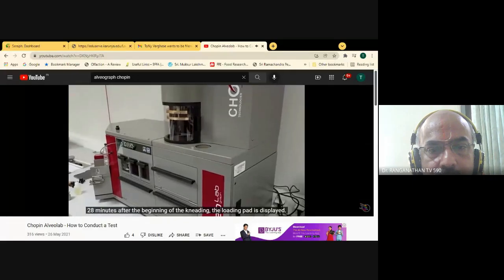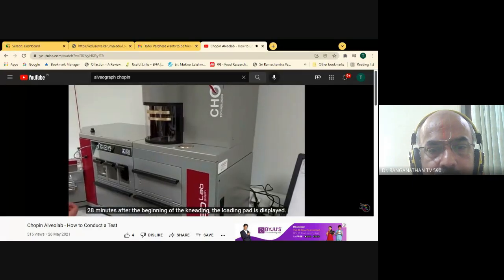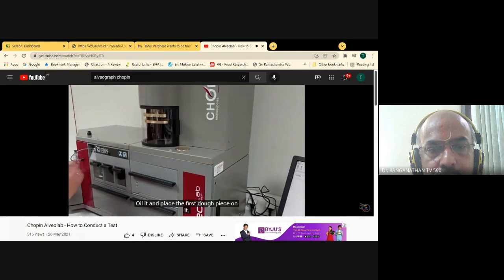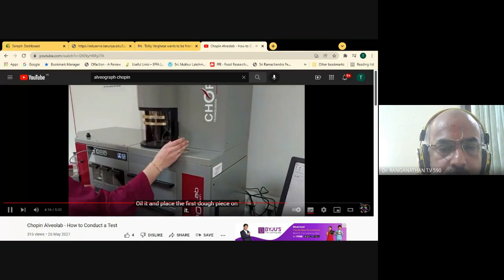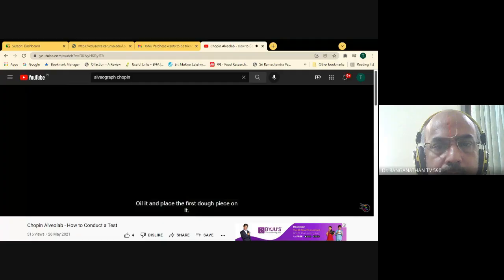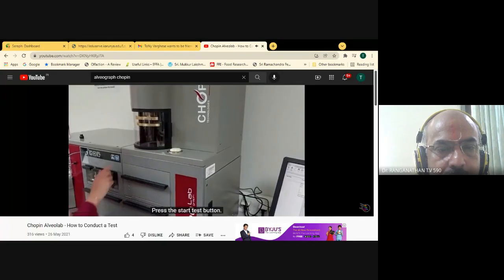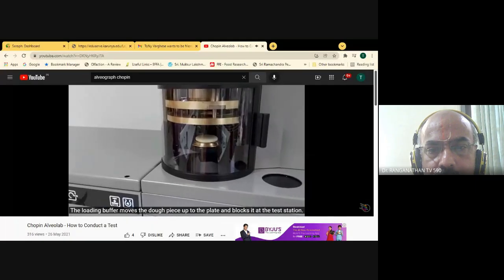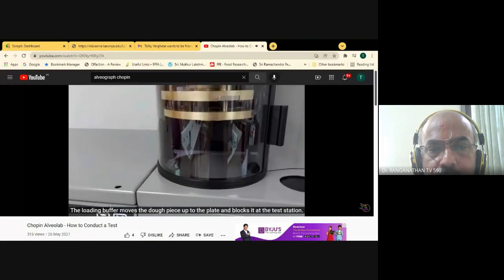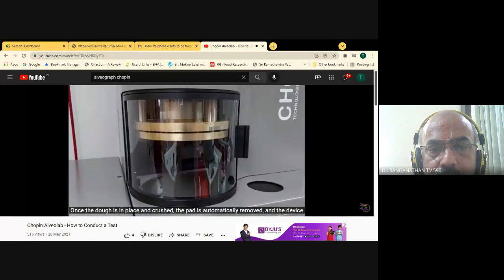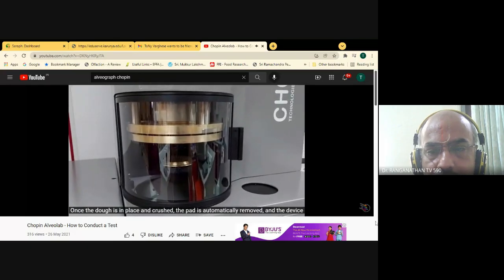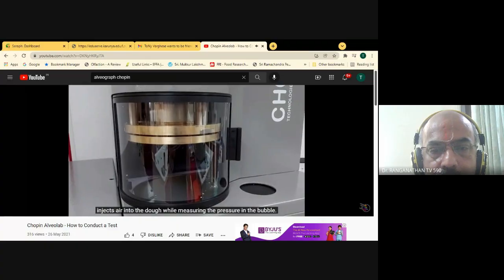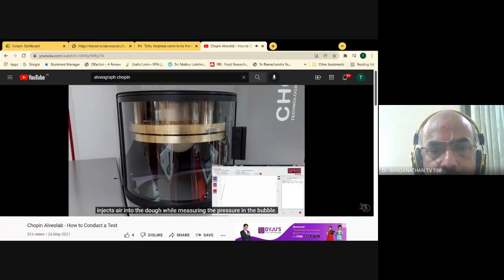28 minutes after the beginning of the kneading, the loading pad is displayed. Oil it and place the first dough piece on it. Put a drop of oil on the dough piece and press the Start Test button. The loading pad moves the dough piece up to the plate and blocks it at the test station. Once the dough is in place and crushed, the pad is automatically removed and the device injects air into the dough while measuring the pressure in the bubble.